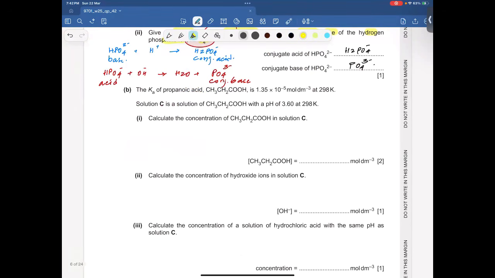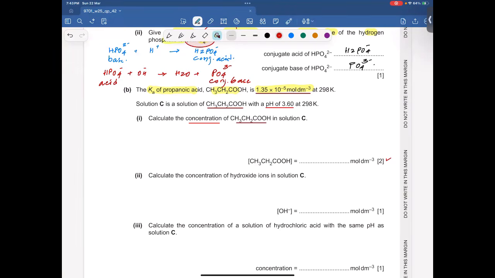Next part, the Ka of propanoic acid is given, so the value of Ka is given. The value of pH is also given. The examiner is looking for the concentration of propanoic acid. I have given you the formula: pH equals minus log of the square root of concentration of acid times Ka. You can apply that formula and get the answer. Because it has 2 marks, you need to show 2 steps, right?